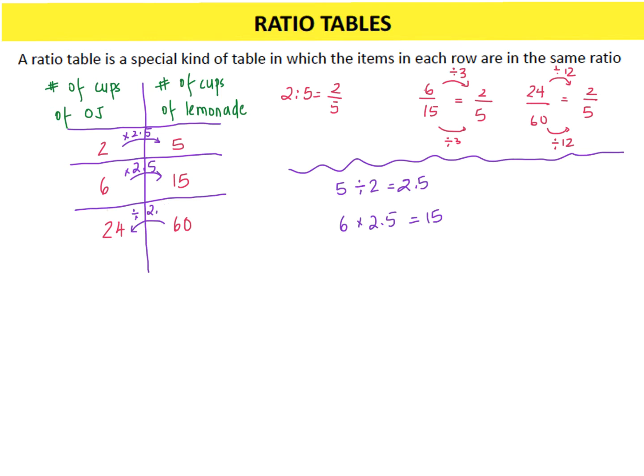Another big idea is how you can move between rows. So how do you go from 2 to 6? You can go from 2 to 6 by multiplying by 3. And you do the same on the other side. You go from 5 to 15 by multiplying by 3. So you can go from one row to another row by multiplying by the same number on both sides. Kind of like equivalent fractions. And the same thing you can do with division.